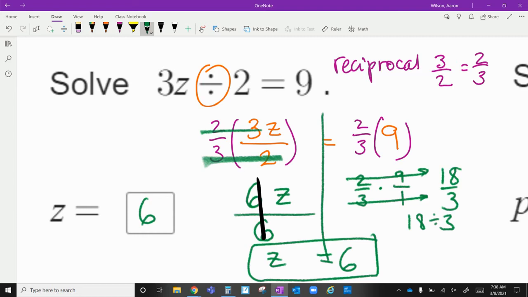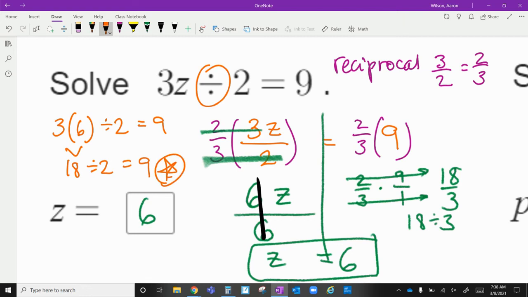Now we can check it. I'm going to check the math. So now I'm going to do 3 times my z. Well, I'm claiming z is equal to 6, so I'm putting in a 6. And then, of course, divided by 2 has to equal 9. So 3 times 6, I know that's 18. What's 18 divided by 2? I know that's 9, which means I know I'm correct. The solution is z equals 6.